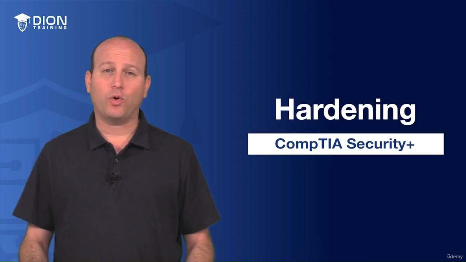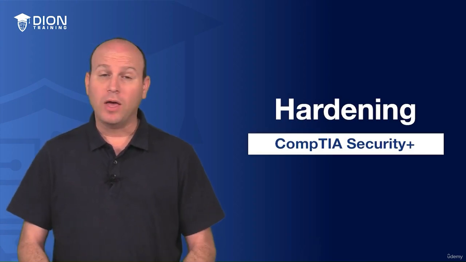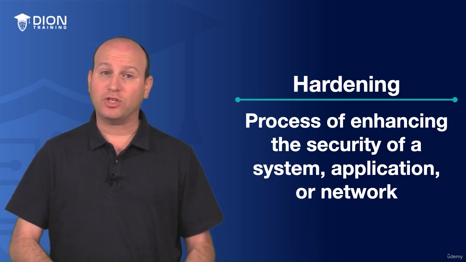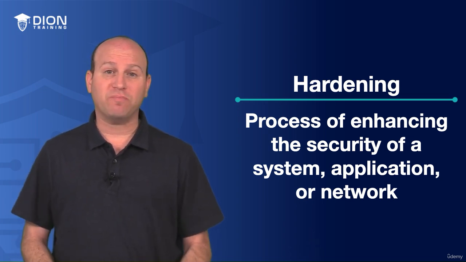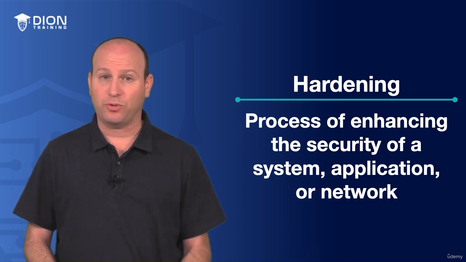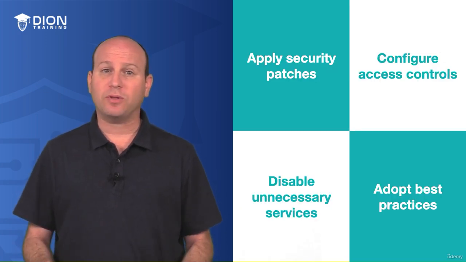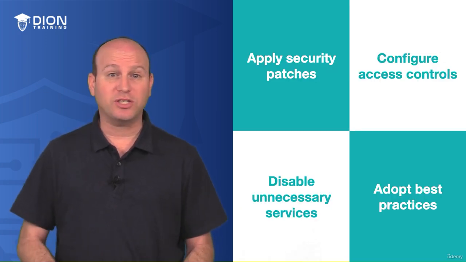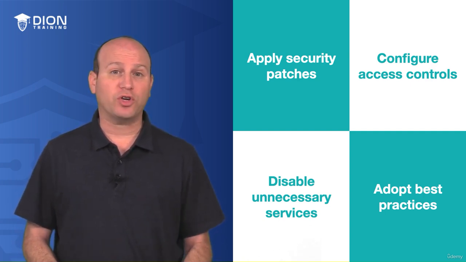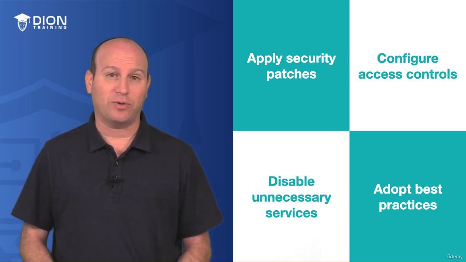In this section of the course, we're going to be covering hardening. Now, hardening refers to the process of enhancing the security of a system, application, or network by implementing a series of measures and configurations that reduces its exposure to vulnerabilities and potential threats. Now, these measures typically are going to include applying security patches, configuring access controls, disabling unnecessary services, and adopting best practices to strengthen the overall security posture and resilience against cyber attacks.